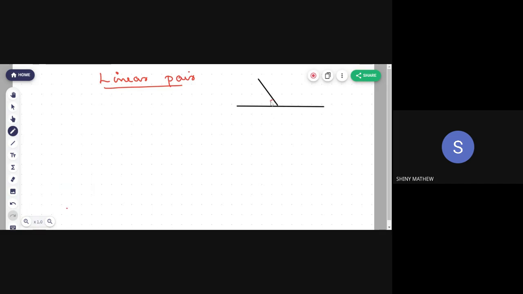Here we can see two angles, angle 1 and 2. And I will draw another set of angles. Now here also you can see, I am going to name these angles x and y. Now these angles here, angle 1 and 2, and below these x and y, these are linear pairs.